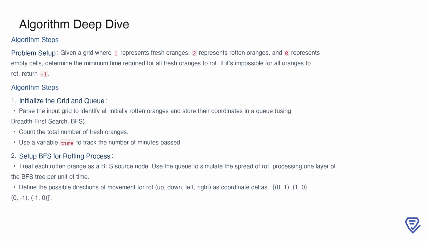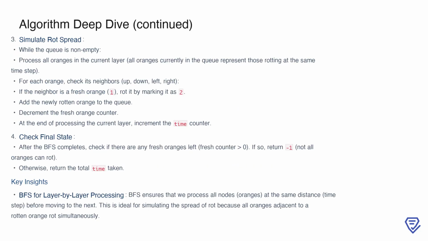With the setup complete, we now prepare for the BFS to simulate the spread of rot. The next step is to simulate how the rot spreads across the grid. Using the BFS approach, we process all the rotten oranges in the queue, layer by layer.